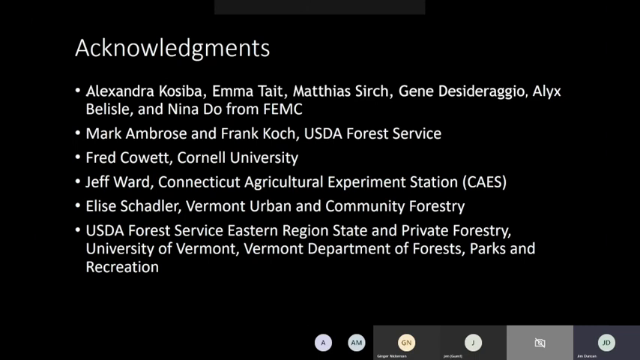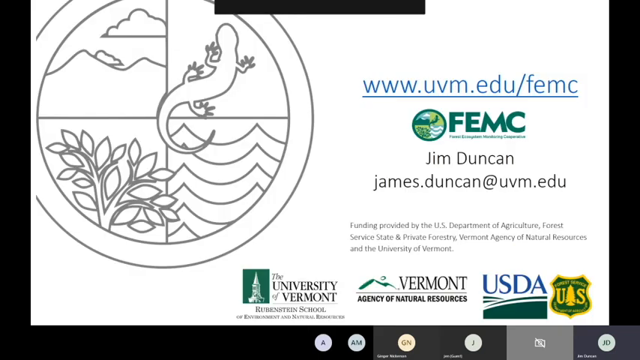We're really lucky to have Mark Ambrose and Frank Koch from the U.S. Forest Service and Fred Cowett from Cornell, who provided us the initial seed of over 150 inventories and pointed us in a lot of helpful directions. Jeff Ward from the Connecticut Ag Experiment Station provided a number of inventories and insight, as did Elise Schadler from Vermont Urban and Community Forestry. And I'd like to thank the U.S. Forest Service Eastern Region and UVM and the Vermont Department of Forest, Parks, and Recreation for funding that supported this work. So with that, that is the end of the formal presentation part of the webinar.